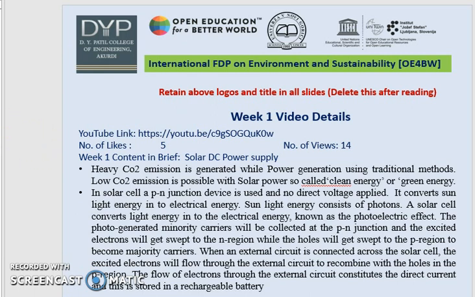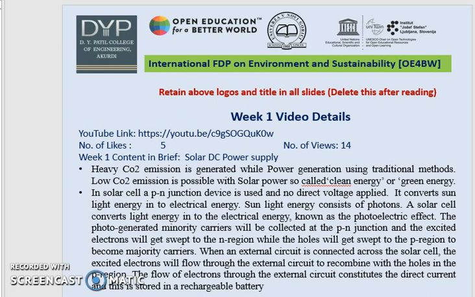It is related to the solar DC power supply. Heavy CO2 emission is generated by power supply generation using traditional methods. Low CO2 emission is possible with solar power, therefore it is called clean energy or green energy. In the solar cell, you can use a PN junction device and no direct voltage is applied to that. It converts our sunlight energy into electrical energy.